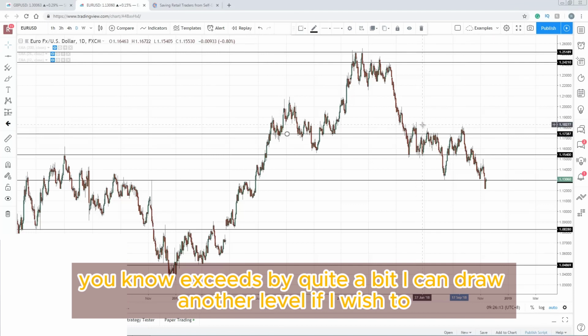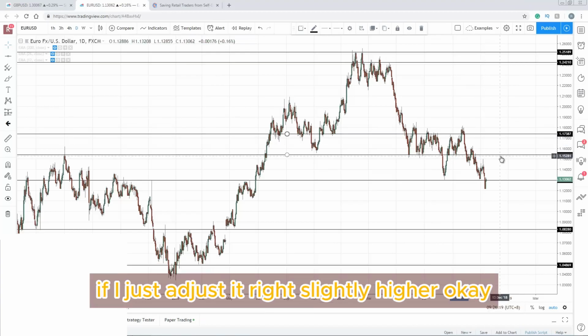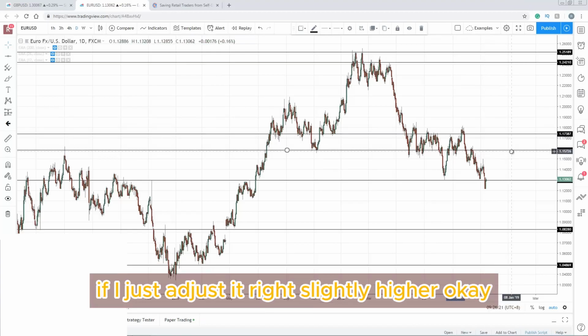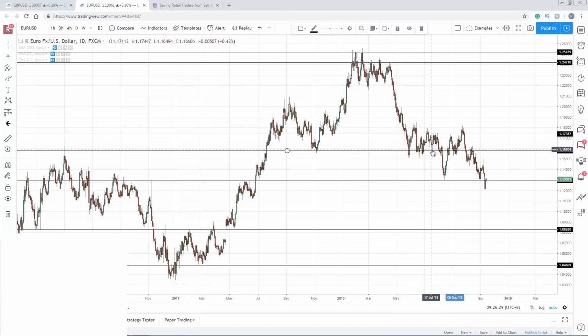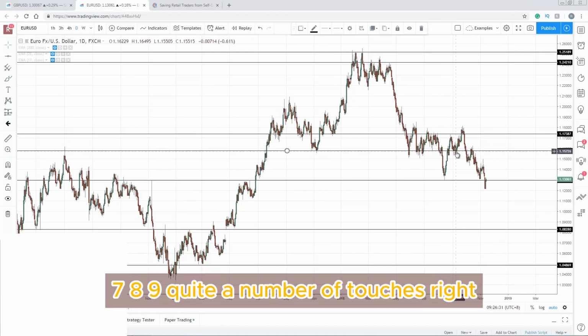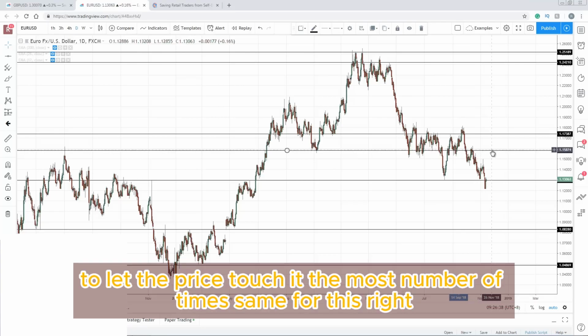I can draw another level if I wish to, but I want to keep my charts clean. So I'm just going to use one level. This one over here, right? If I just adjust it slightly higher, okay, notice that here I can get 1 touch, 2 touch, 3, 4, 5, 6, 7, 8, 9. Quite a number of touches, right? So we can see that this is how I adjust it, to let the price touch it the most number of times.